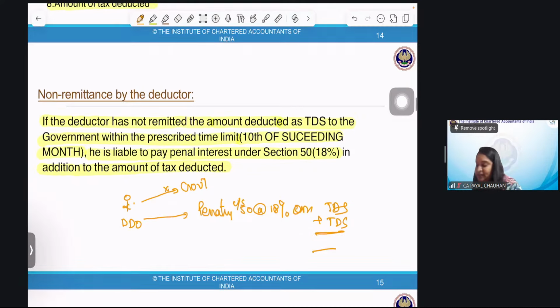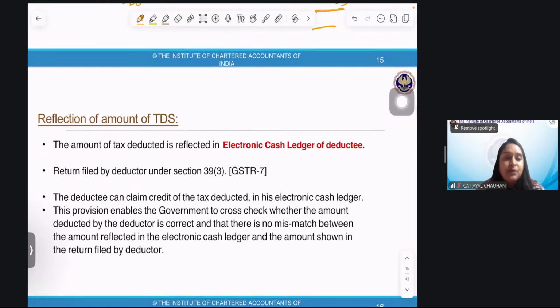Right? Perfect. Now, reflection of amount of TDS. Again, you people are asking me beforehand and I'm happy with it, right? Somebody asked me, just 5 minutes ago, ma'am, where the amount of TDS is depicted. The amount of tax deducted is reflected in the electronic cash ledger of the deductee. Perfect. Then the return filed by the deductor under section 39(3) is GSTR 7. The deductee can claim credit of tax deducted in his electronic cash ledger. This provision enables.